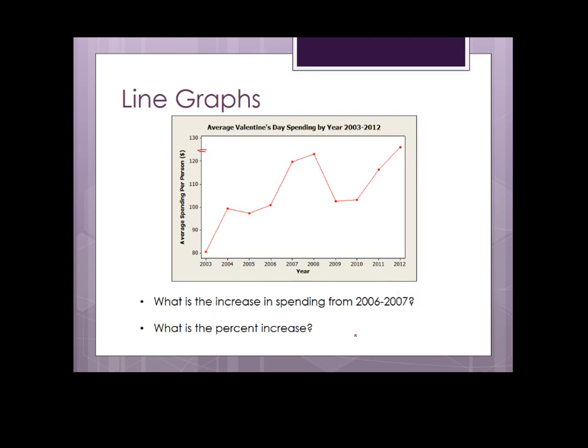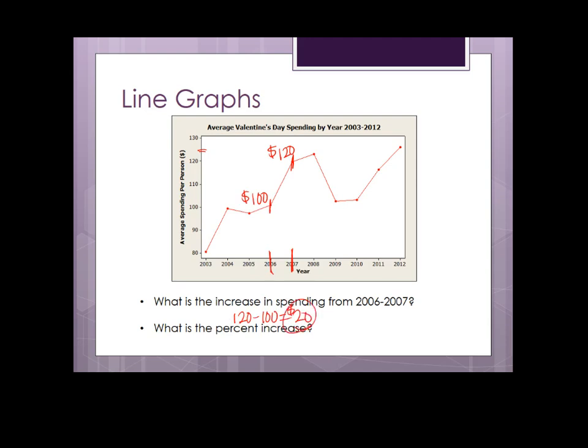You might be asked some questions based on a line graph. So what is the increase in spending from 2006 to 2007? So you basically want to look at the Y values and find the difference between the two. So this is at an average spending of $100 per person. This is at an average spending of $120 per person. So it went from 100 to 120. So I'm going to just subtract them, giving me $20. So it went up by $20.